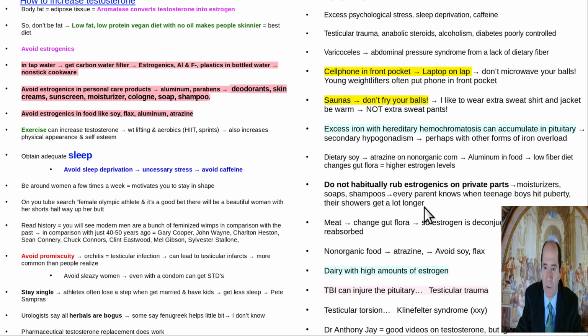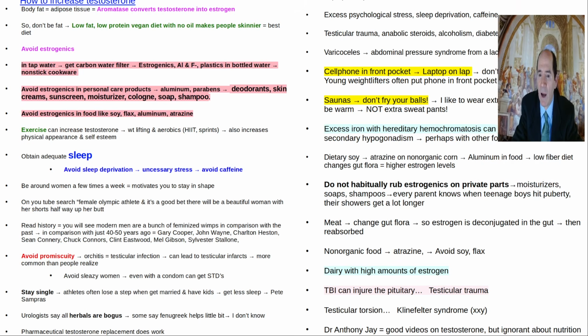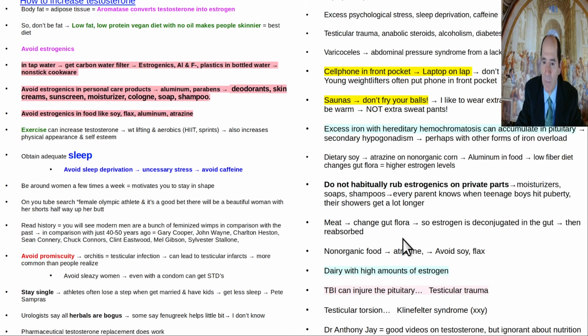Every parent knows a boy, when they hit puberty, they start taking longer showers. Okay, we talked about the meat changing the gut flora, having estrogens added to it. If you're eating oats and they're stale, they can have this estrogenic chemical called zearalenone. Dairy, they now have the cows pregnant with high estrogen levels, so stay away from dairy. I recommend avoid it completely. Traumatic brain injury can injure the pituitary, and that can lead to hypogonadism. Testicular torsion, that's a rare condition. Klinefelter, that's a rare condition.